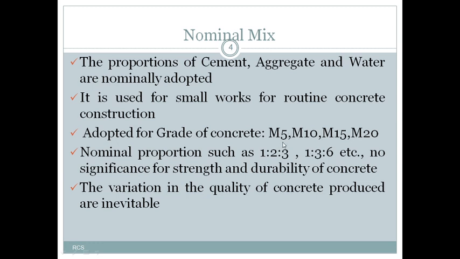So from M5 to M20 we can call them the nominal grades of concrete, and the mix proportions used for these grades of concrete are called nominal mixes. But if I take an example of a nominal mix proportion such as 1:2:3 or 1:3:6, they have no significance for the strength and durability of concrete because we are choosing them roughly. Because of choosing roughly or nominally, there may be a chance of variation in the strength at the end of the day.